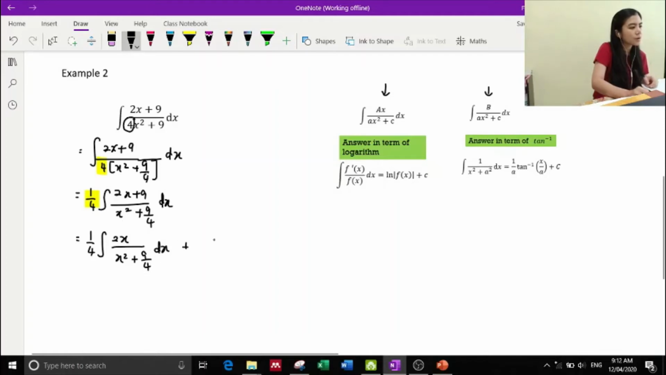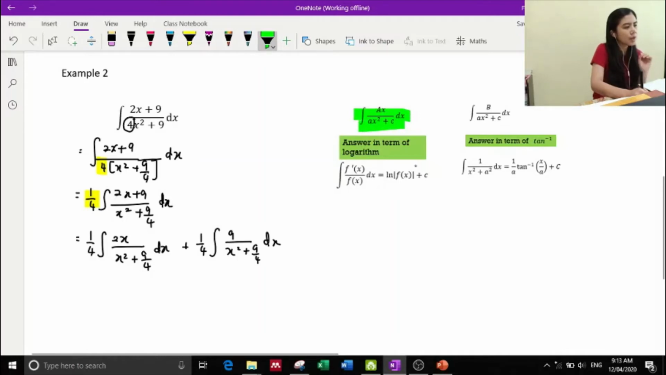And we have 1 over 4 again. We have the integration. This is 9 over x squared plus 9 over 4. And now let's just compare with whatever that we have. If you look at the first integration, what we have here is in terms of the form of this one, right? So you have this form. When you have this form, that is the time that you can apply this formula.